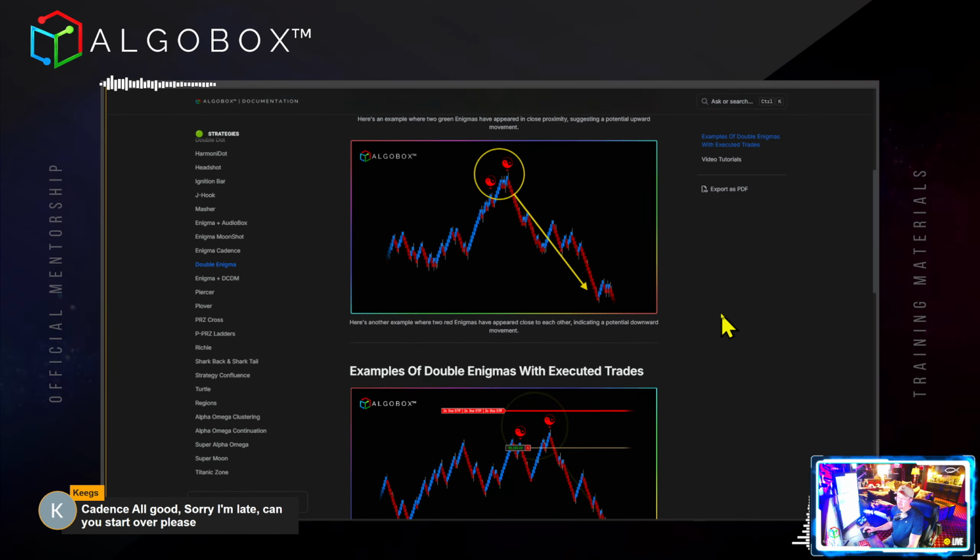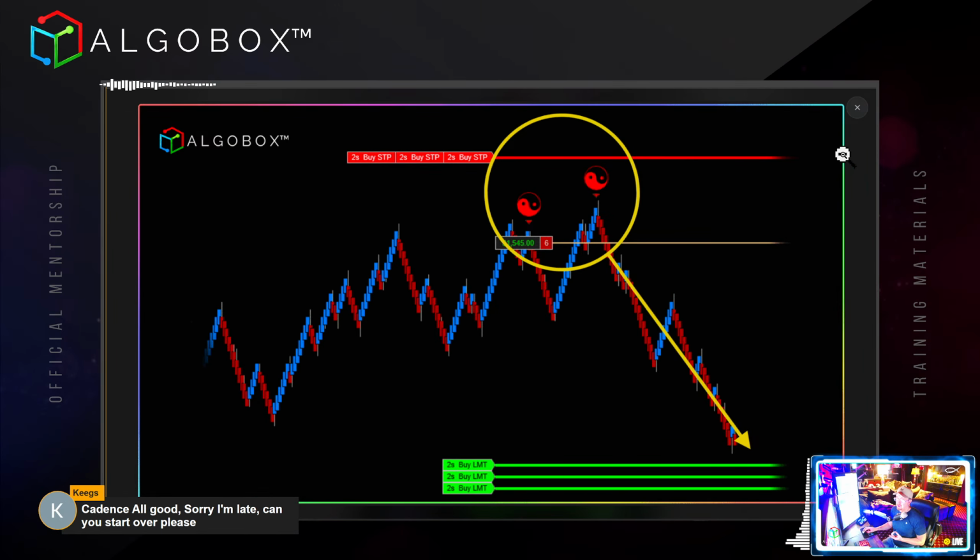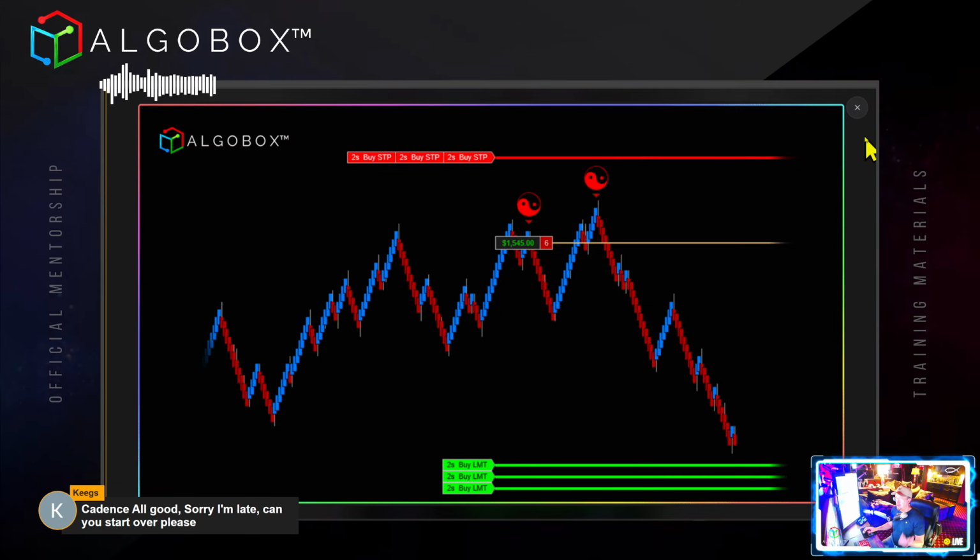Stops remain the same. Stops behind your Enigmas. You can take one, you can separate them out. I don't recommend block ordering your stops anyways, which is why we have the spread button on the position manager, down at the bottom of your charts on your entry charts. The nice one right here.